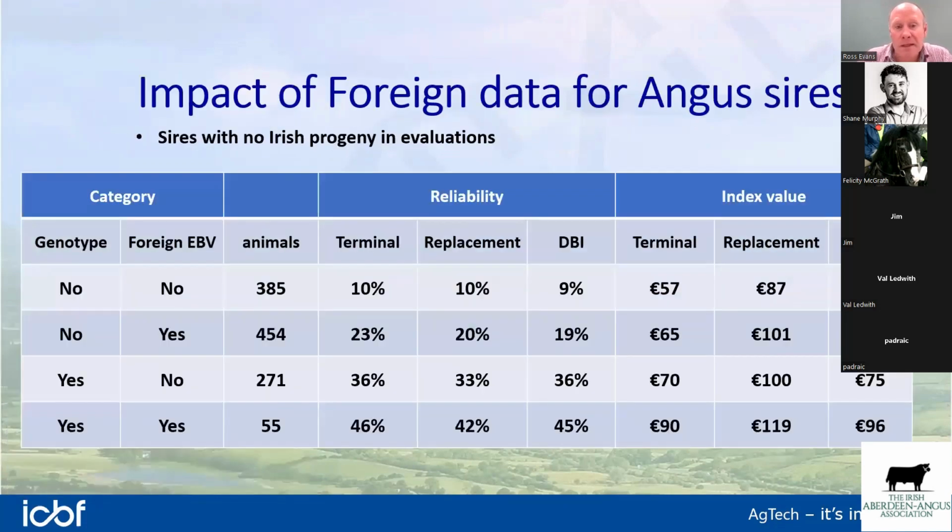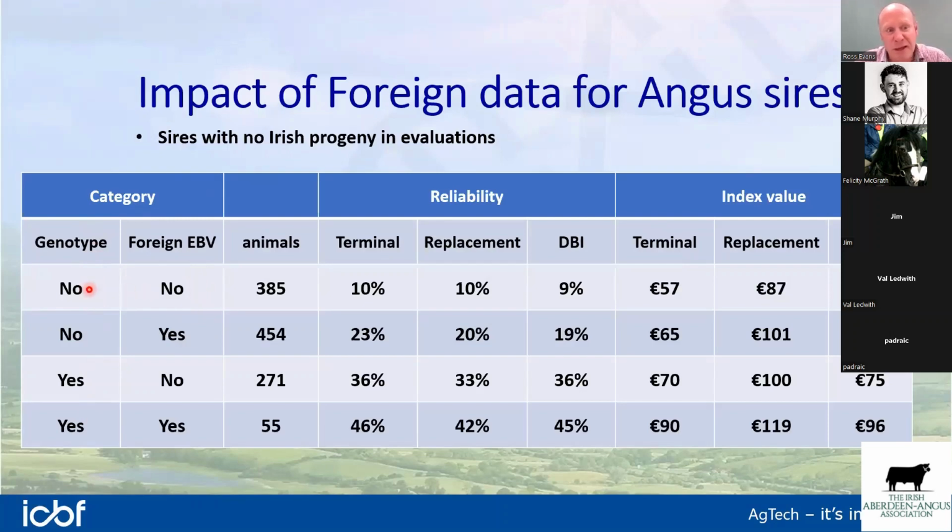So this is a slide just to indicate the impact of those two measures on foreign sires that are being used in the Irish breeding program. There are sires here which have no Irish progeny in the evaluations, but they're in the ICBF database. And I've just two categories here on the left hand side. You can see whether the animal has the genotype or not, and whether the animal has a foreign EBV for any given trait or not.